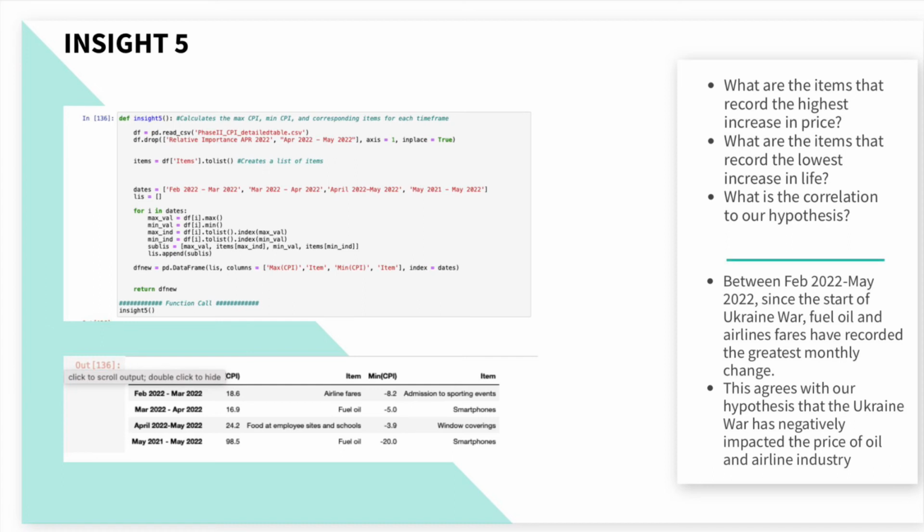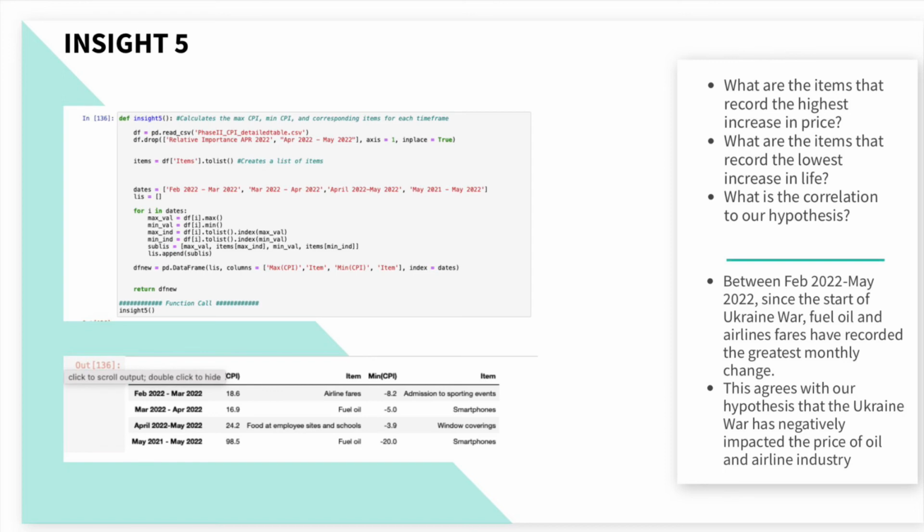the CPI. We also converted the entire column to a list to be able to use the dot index method to locate the index of the min and max items. We applied this index to the list of items to obtain which item corresponded to the smallest and highest CPI for that respective time period. CPI measures the change in prices paid by American consumers for goods and services.